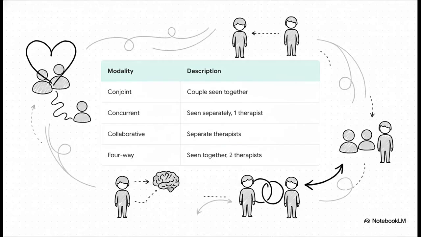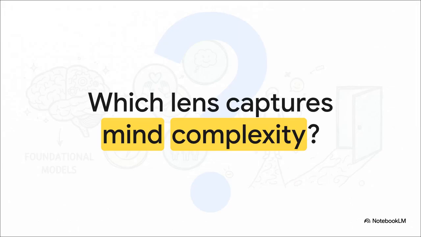When it comes to intimate relationships, therapists can select from highly specific, almost mathematically structured variations to address deep systemic breakdowns. These modalities range from conjoint therapy, which is seeing the couple together, to concurrent therapy, where they are seen separately by the exact same therapist. In highly complex situations, collaborative therapy assigns each person a completely separate therapist. And then there's four-way therapy, which involves the couple being seen together by two therapists simultaneously, dramatically altering the clinical dynamic. As we wrap up this explainer, we are left with a massive foundational question.